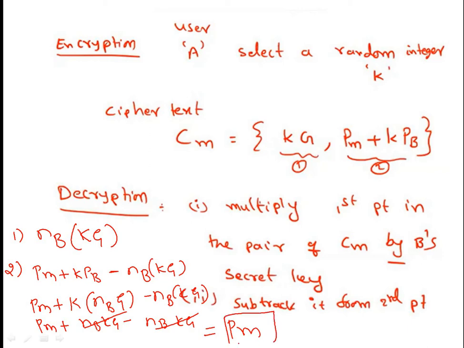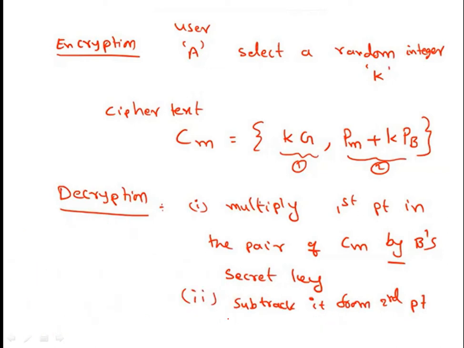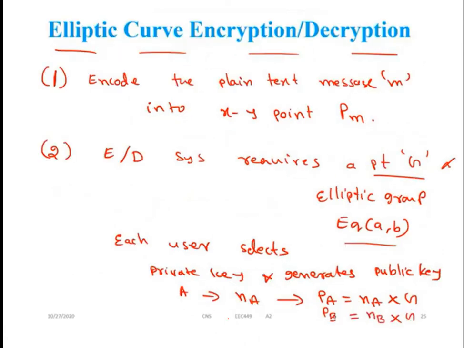What is PM? That is nothing but our plain text. I hope this is clear. We are retrieving the plain text in the decryption part. So this is how the plain text is calculated by using the ciphertext, the method that we follow in elliptical curve cryptography.